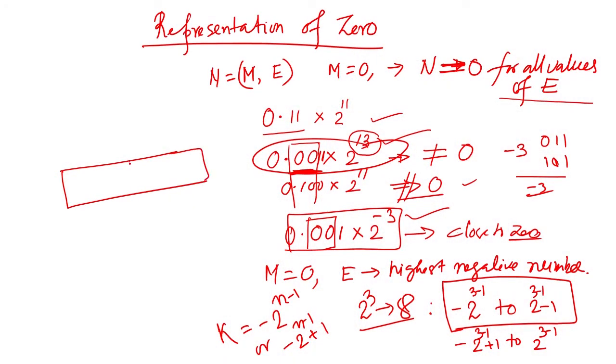So, therefore, 0 should be represented when mantissa is 0 and exponent should be the highest negative number. So, that is k. So, exponent should be minus k. Okay. So, this is one viewpoint. To represent 0 you should have mantissa 0 and exponent the highest negative number, then only we can say it is really close to 0.